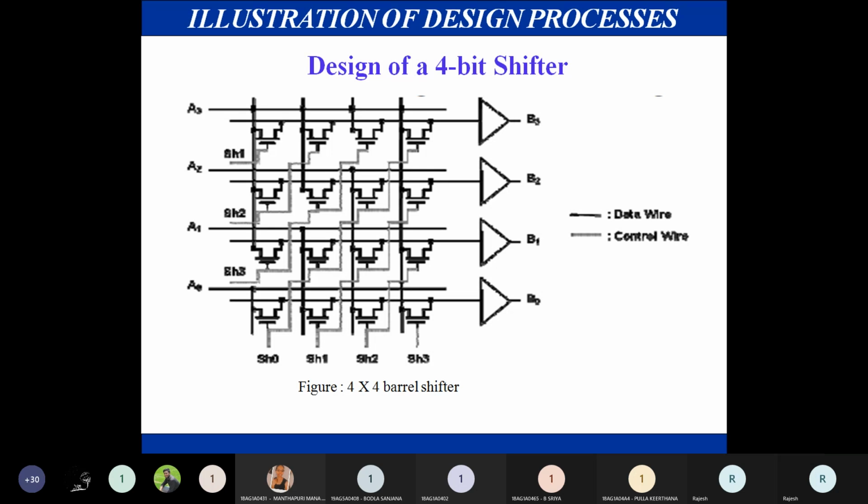Horizontally, inputs are given as A3, A2, A1, A0. So that is the data wire. I told you that in our subsystem design, we follow data path and hierarchy.